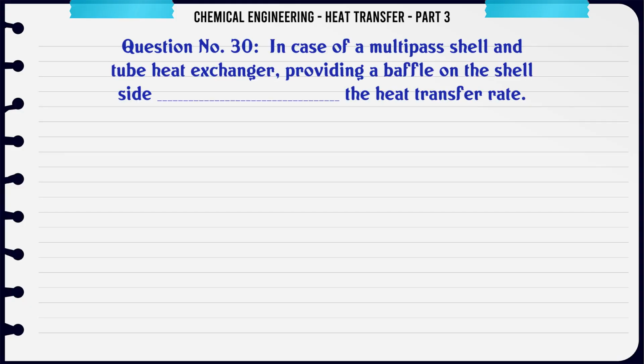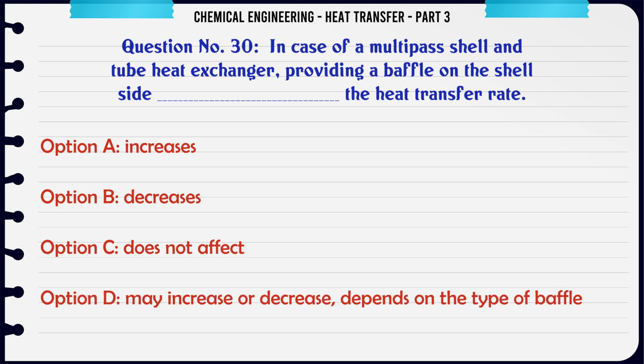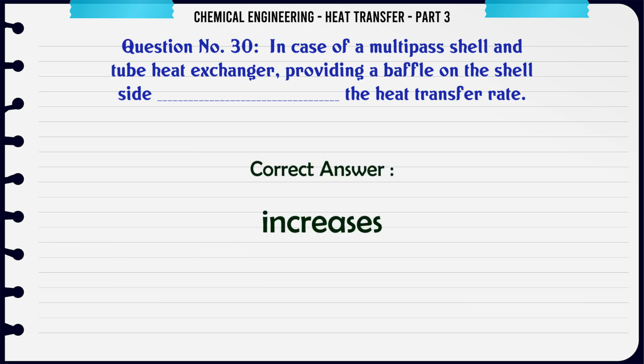In case of a multipass shell and tube heat exchanger providing a baffle on the shell side, the heat transfer rate A. increases. B. decreases. C. does not affect. D. may increase or decrease depending on the type of baffle. The correct answer is increases.